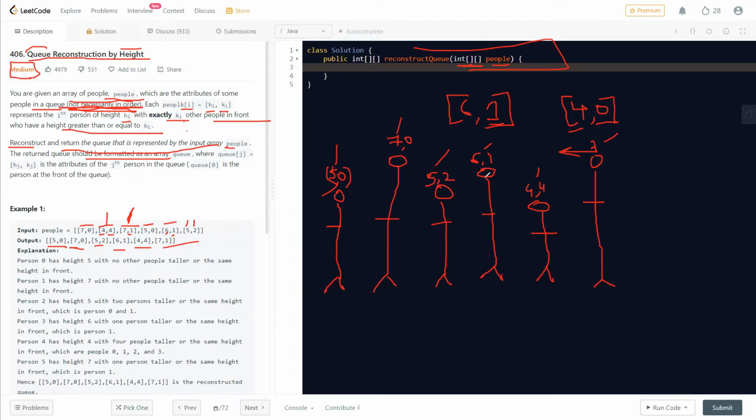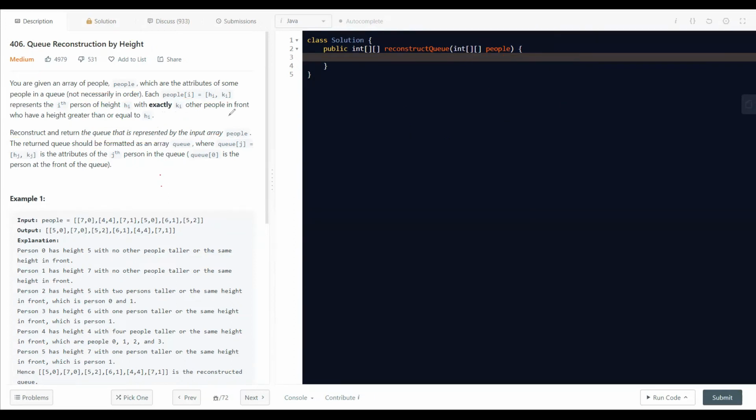The basic idea: we can sort this array of people based on two criteria. The first step is to sort the elements with the bigger values, the maximum height. We need to first pick out the tallest group of people and sort them in order.